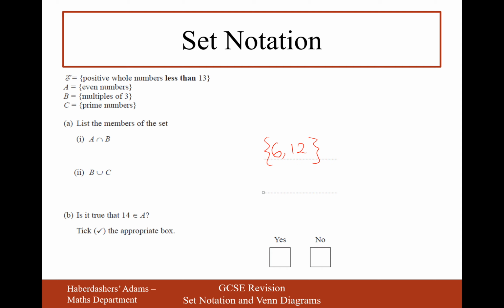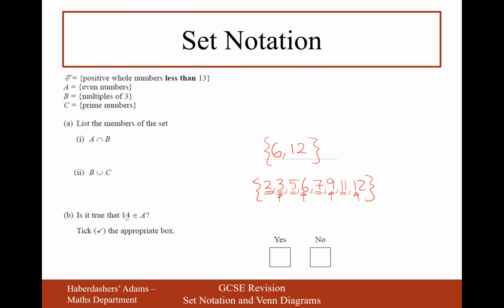Part 2 is anything in B or in C. So I have to now write out anything that's in B or anything that's in C. So 2, 3, 5, 6, 7, 9, 11, and 12. So some of these numbers here are prime numbers, and some of these numbers here are multiples of 3, and they all belong in the set of B or C.